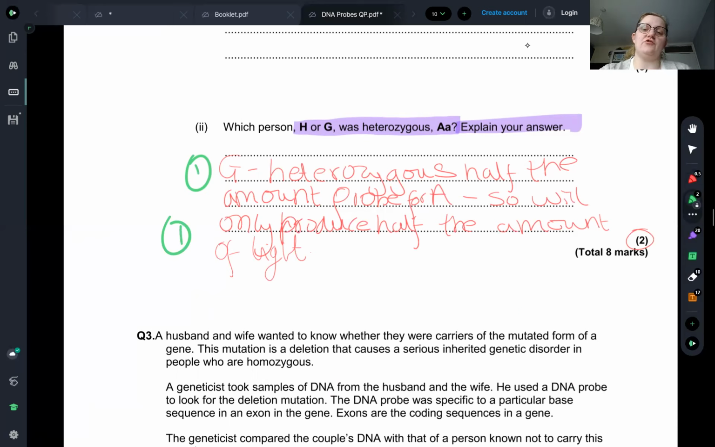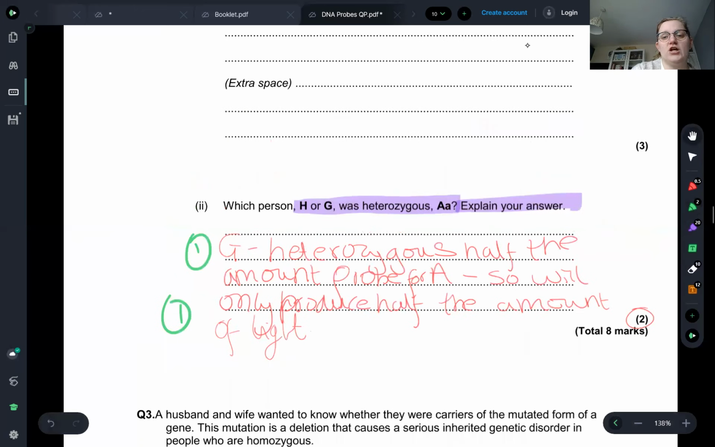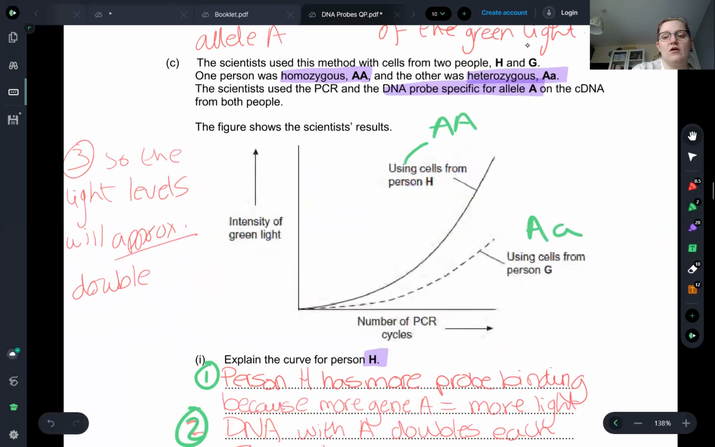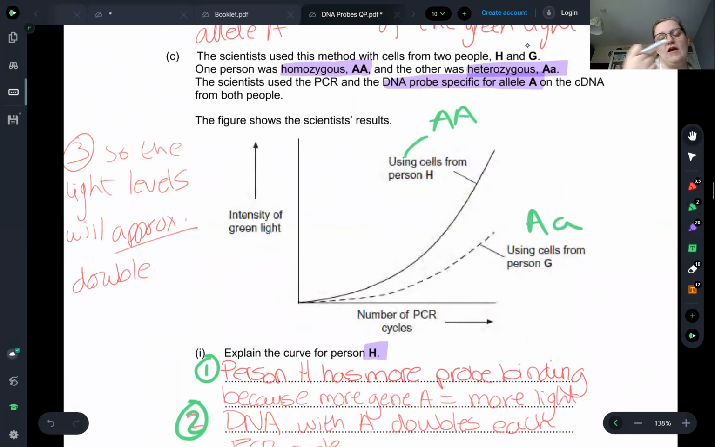1st mark, G is heterozygous, so only has half the amount of the probe for A. 2nd mark, so will only produce half the amount of light. So that's how we know G is Aa, heterozygous, and H was homozygous.